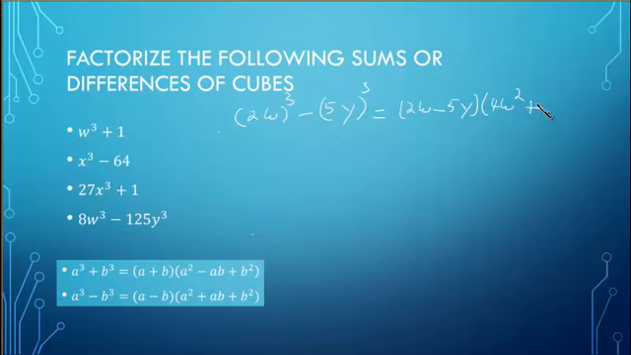So it's plus 2w times 5y, which is 10wy. And then we end up with the last term squared. So that's 5y squared. Notice this last term, b, ends up here squared. So that's 5y quantity squared, which is 25y squared. And that's it. We have factorized this expression.